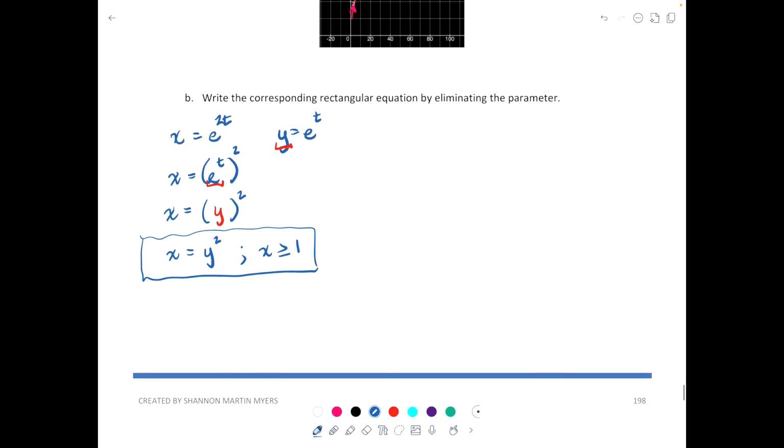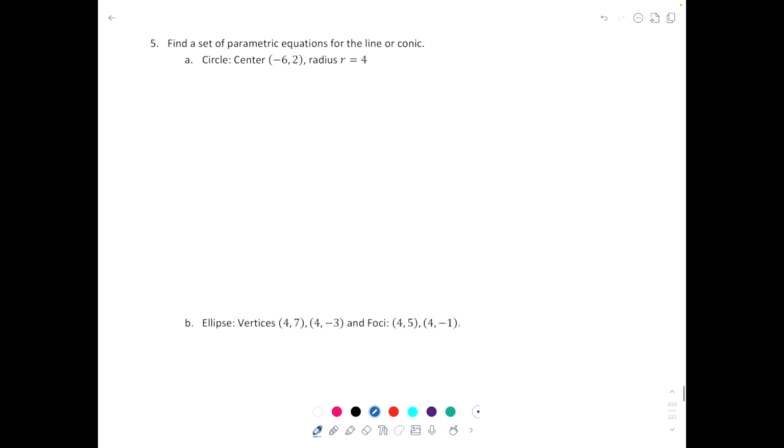All right, so now next up is going kind of the other way around. Instead of being given an equation, we're being given characteristics about the graph, and we have to figure out what the equation is. So this one, we have a circle. We've been given the center and the radius. And so first of all, recall that we'll have x minus -6, the quantity squared, plus y minus 2, the quantity squared, is equal to 4 squared. Cool so far?